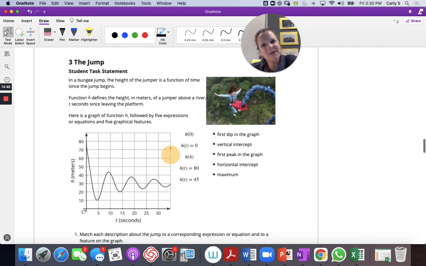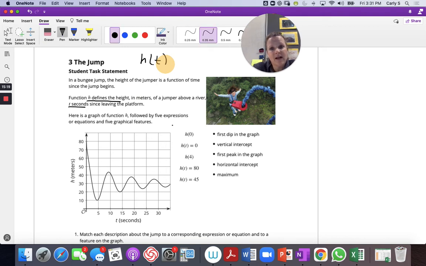Okay, so now we're going to talk about bungee jumping. In a bungee jump, the height of the jumper is a function of time since the jump begins. The function h defines the height in meters of the jumper above a river, t seconds since leaving the platform. So h of t is our function. Here's a function h followed by 5 expressions or equations and 5 graphical features.